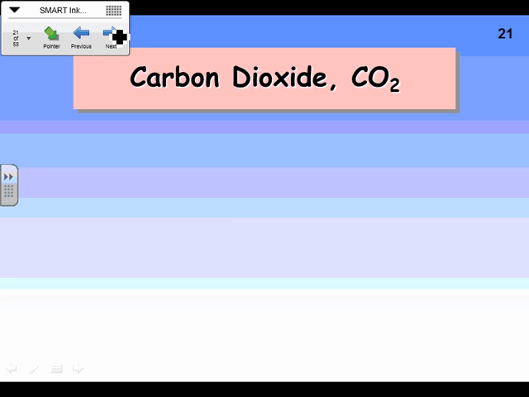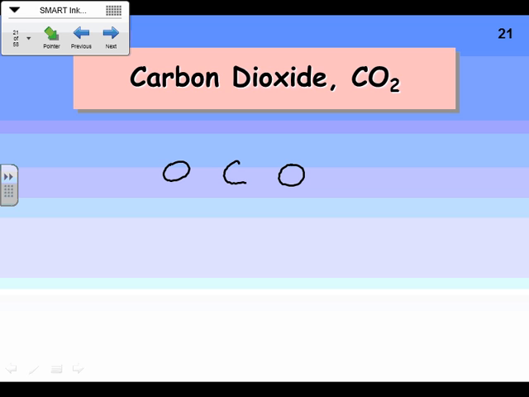Symmetry is kind of your friend on these. All right? So if I put an O in the middle, that means I've got a carbon on one side and an O on the other side. I don't really like that, okay? So what if we put the C in the middle? Then it's a little more symmetrical, right? Now that doesn't always work.